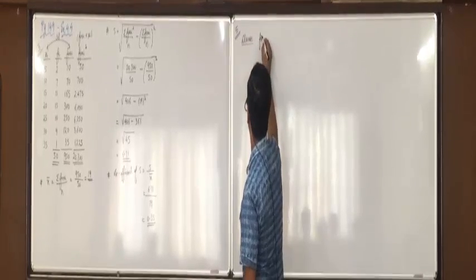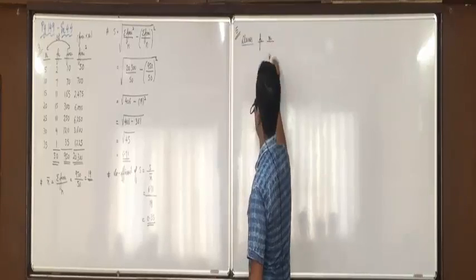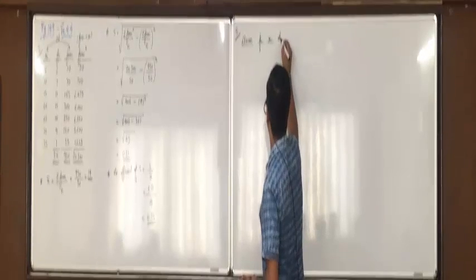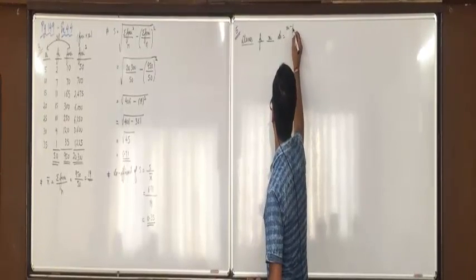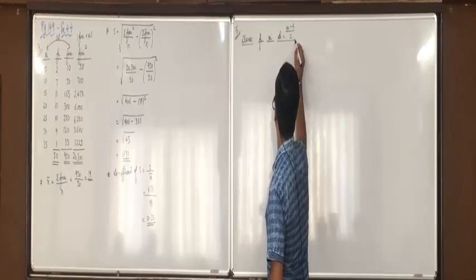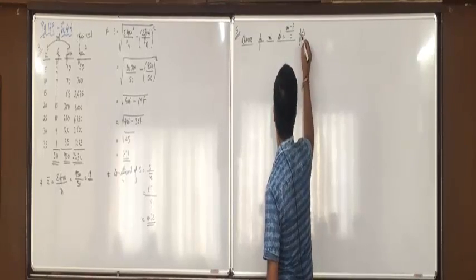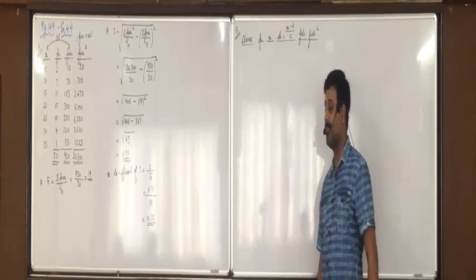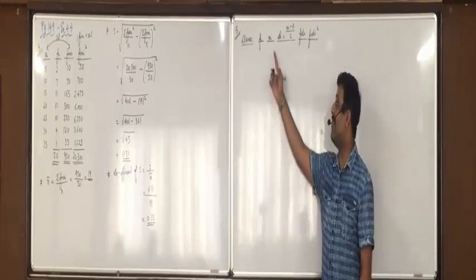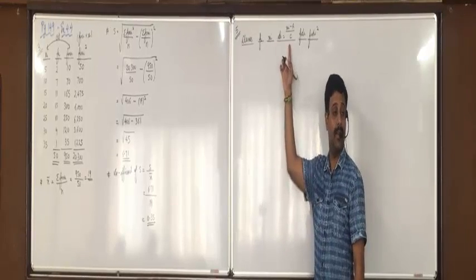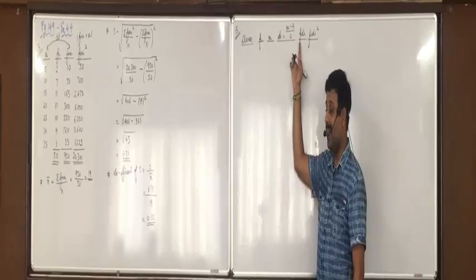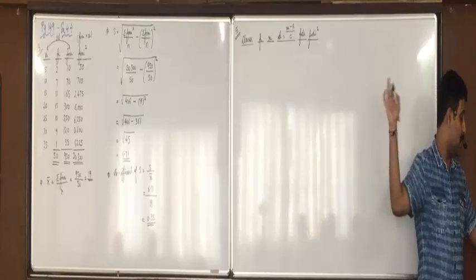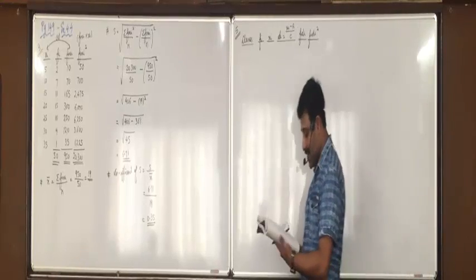Classes and Fi are given. First we will have to find the mid value, that is xi. Since we do it by the shortcut method, we will have to find di, which is (xi minus a) upon c. Then we require Fi di and Fi di square for standard deviation. So the workings required: mid value xi, from xi we find di, then Fi di and Fi di square. Got it, everyone? So give these headings and write down the classes and frequencies.